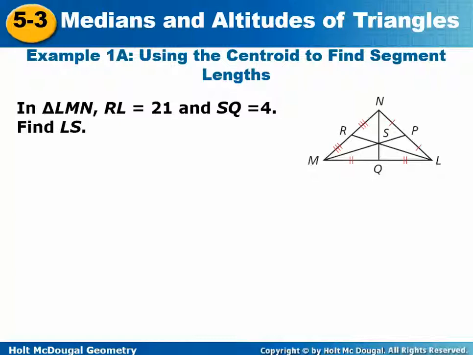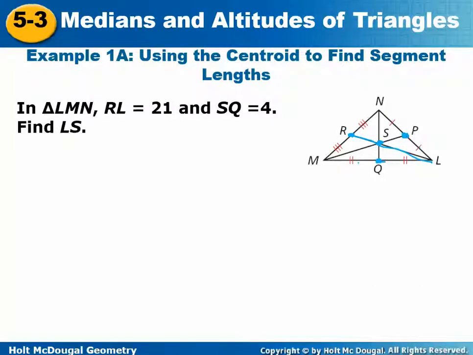All right, so let's look here. We have LMN. RL is 21. The length of this segment, the whole thing, is 21. Now we know it's a centroid. How do we know that? Because these are marked that it's the midpoint. So this is the midpoint, this is the midpoint, and this is the midpoint. So R is a midpoint, which means that RL is a median, which means that this is the centroid.